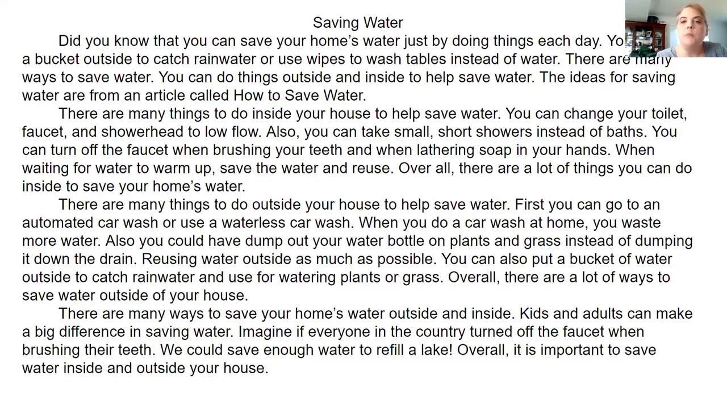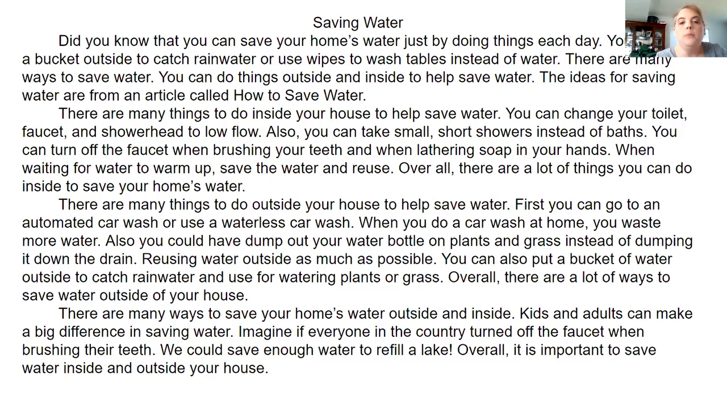Also, you can take small, short showers instead of baths. You can turn off the faucet when brushing your teeth and when lathering soap in your hands. When waiting for water to warm up, save the water and reuse. Overall, there are a lot of things you can do inside to save your home's water. There are many things to do outside your house to help save water. First, you can go to an automated car wash or use a waterless car wash. When you do a car wash at home, you waste more water.